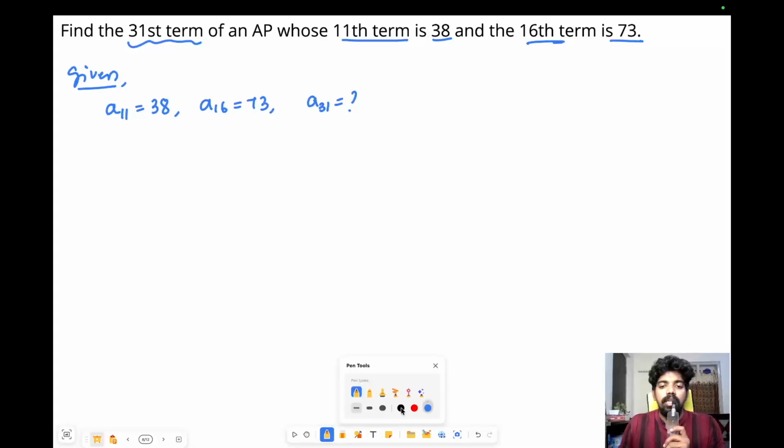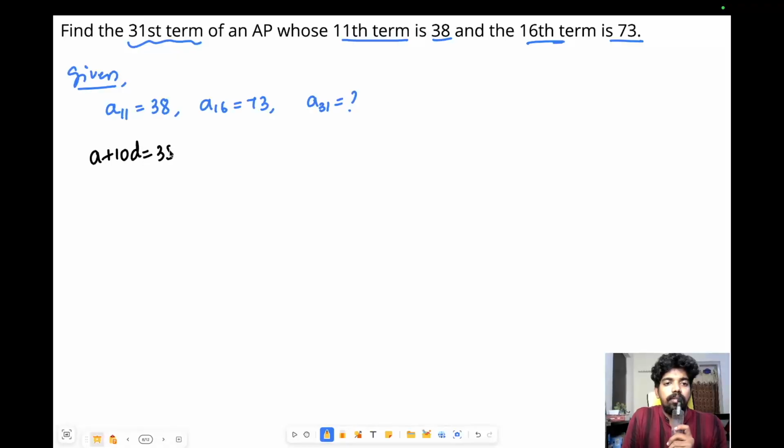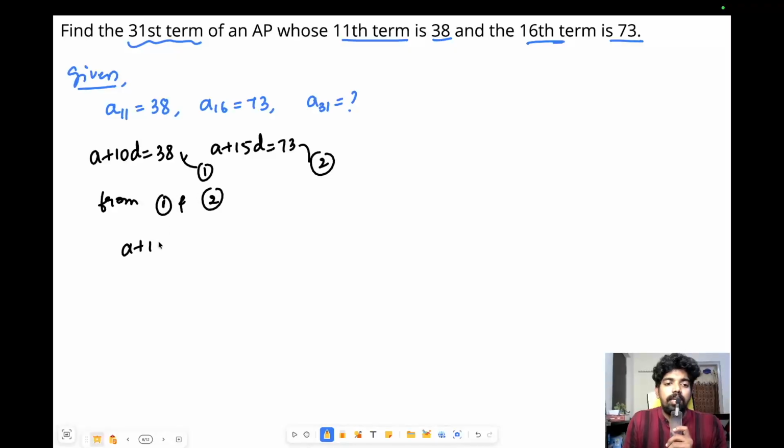So based on what we have here, we have to solve now. A11 can be written as A plus 10D equals to 38. A16 can be written as A plus 15D equals to 73. Let it be equation 1, let it be equation 2. From equation 1 and 2, subtract equation 1 from 2. Okay? So I'm going to subtract it. A plus 15D equals to 73. A plus 10D is equal to 38.